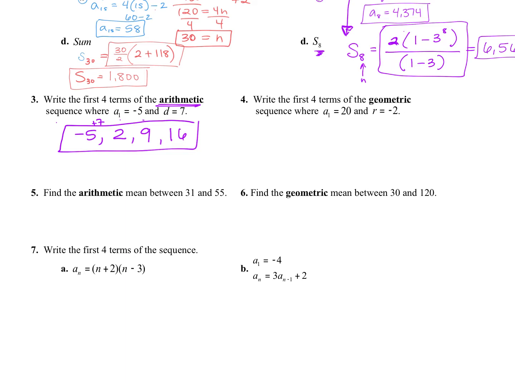First 4 terms of the geometric sequence. So a sub 1 is 20. What are you doing to get your next term? You are multiplying by -2. So 20 and then -40. -40 times -2 is positive 80. And then 80 times -2 is -160. Okay.